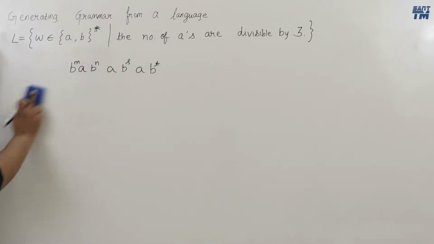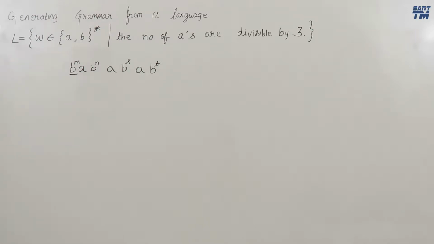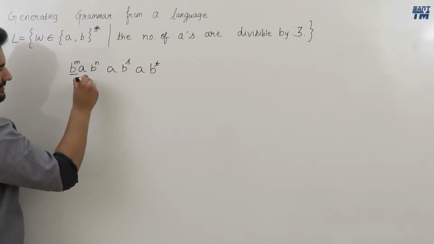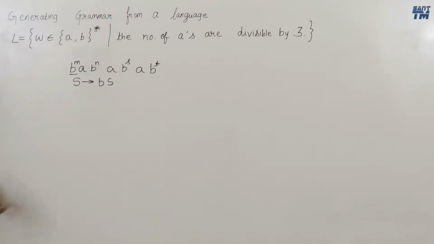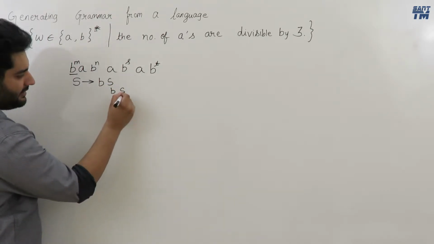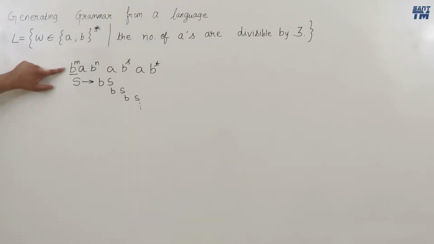Now we have to generate the production rules. The production rules can be generated by first considering b^m. That means our string is starting from B. For a string to start from B, a production rule like S derives BS can be introduced, and this S can again be substituted with BS, and again with BS, and so on. Any number of B's can be substituted at the start of the string using this production S derives BS.